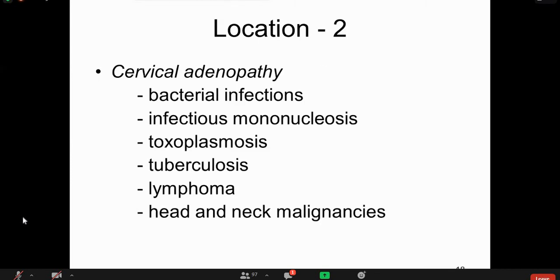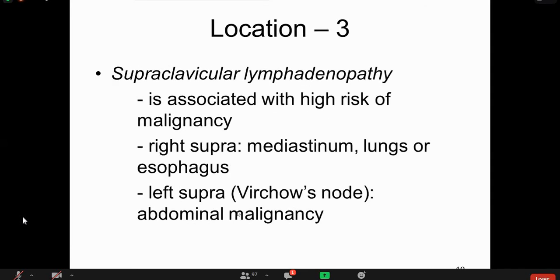Cervical adenopathy. We just discussed the common causes of cervical adenopathy: bacterial infections, infectious mononucleosis. The most common virus responsible for this disease is Epstein-Barr virus. Toxoplasmosis, the famous TORCH infections of pregnancy, starts with the T, and the T stands for toxoplasmosis. Tuberculosis, lymphoma, head and neck malignancies. Location 3, supraclavicular lymphadenopathy. I just showed you supraclavicular lymph nodes, and the area was marked by means of my cursor. Is associated with a high risk of malignancy.